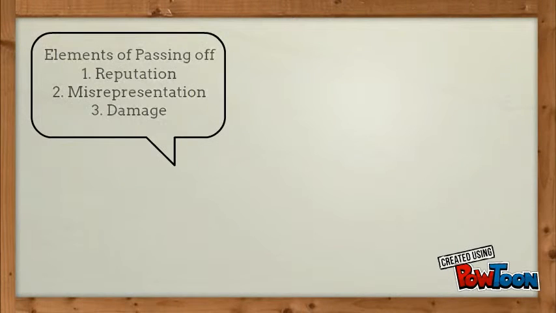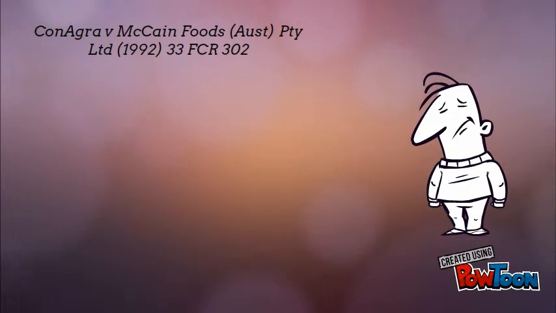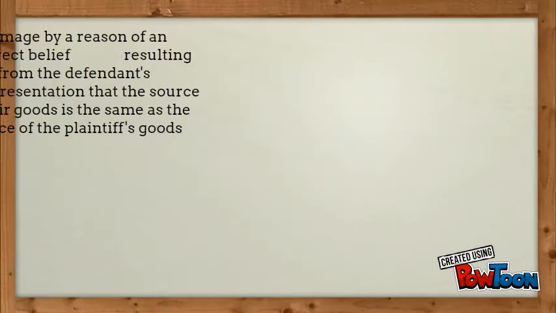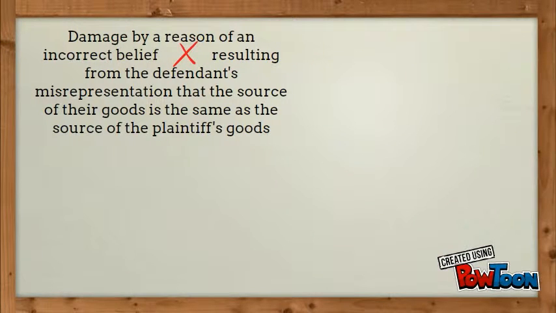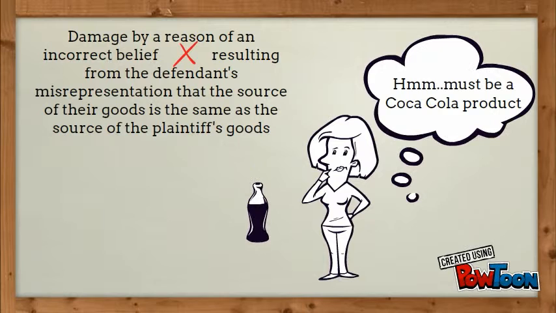This video will explain the final element required to prove a case of passing off. As established in Conagra and McCain Foods Proprietary Limited, the third element of passing off requires that the plaintiff suffers or is likely to suffer damage by reason of an incorrect belief resulting from the defendant's misrepresentation that the source of their goods is the same as the source of the plaintiff's goods.